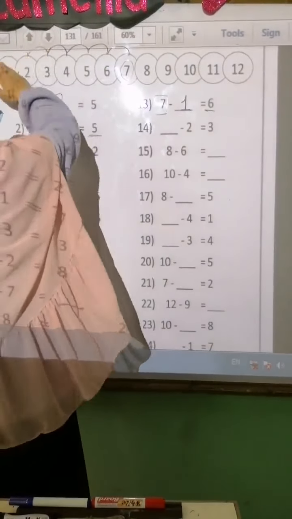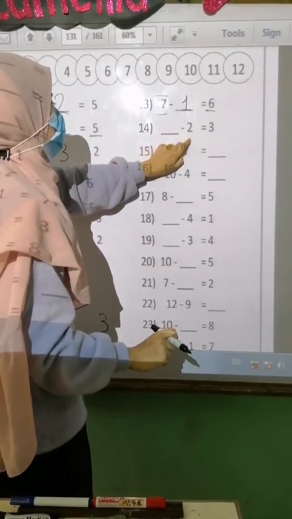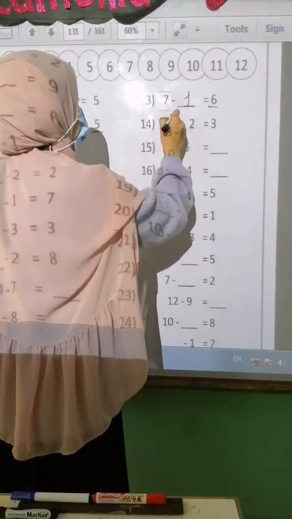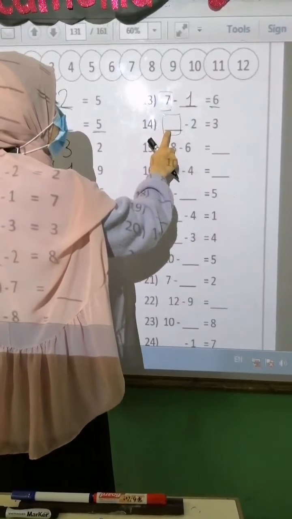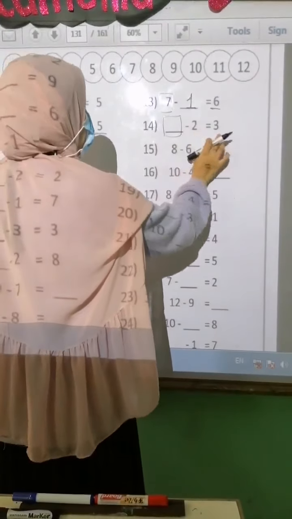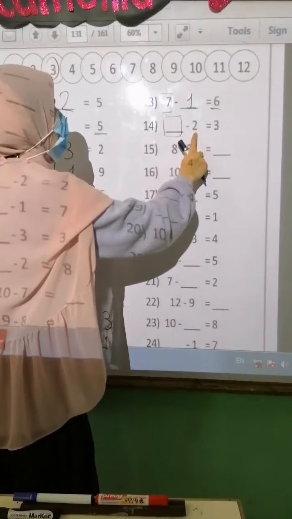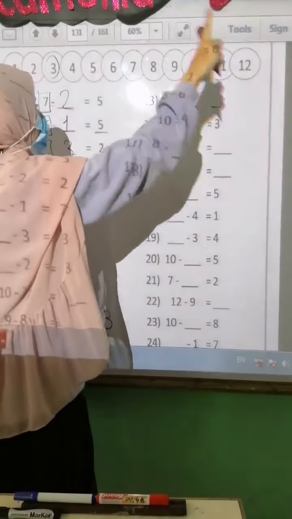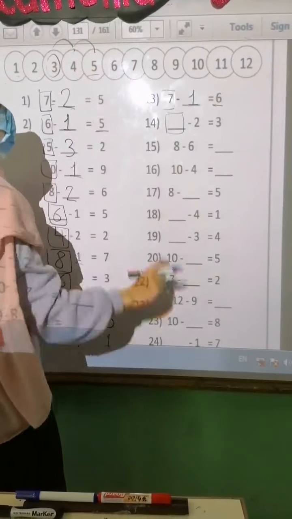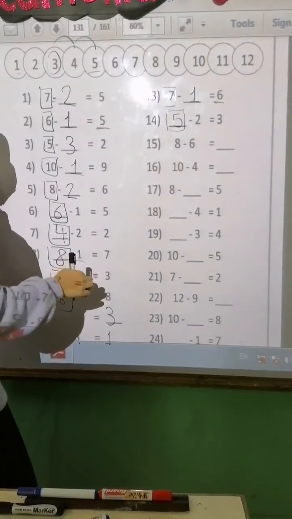Problem number 14. Missing number minus 2 equals 3. Where is the greatest number? At the first. Is it here or is it missing? It's missing. So circle the biggest number here, which is 3. Go forward 2 steps. 1, 2. The answer is 5. 5 minus 2 equals 3.